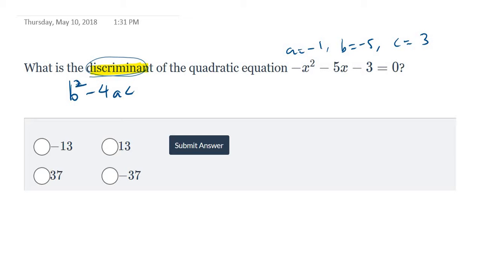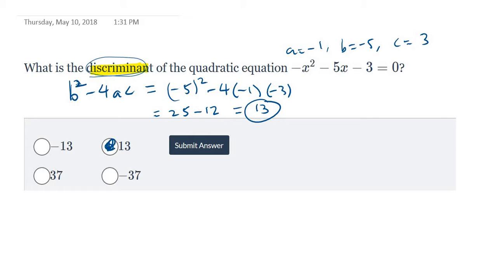So we're going to have b squared minus 4ac is -5 squared minus 4 times -1 times -3. So this is going to be 25, and it's going to be -4 times -1, that's 4, times -3, that's 12. So it's -12. So 25 minus 12 is 13. And that's the answer right there. 13 is the answer, okay?